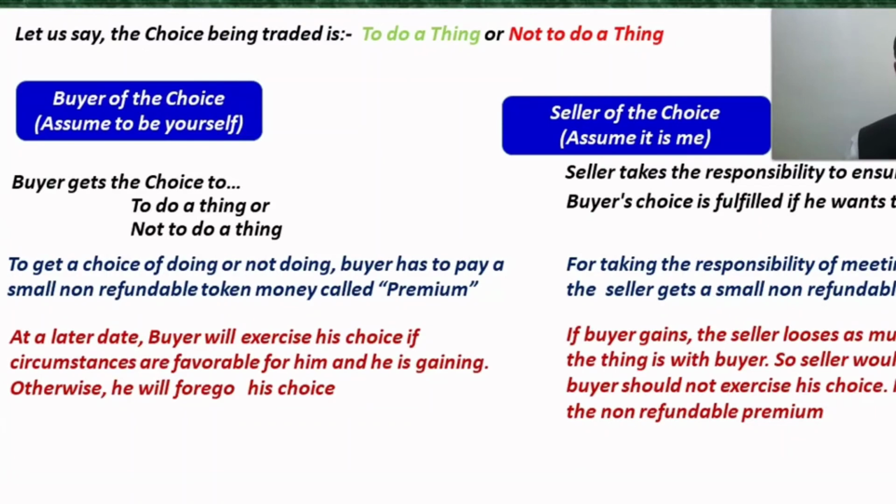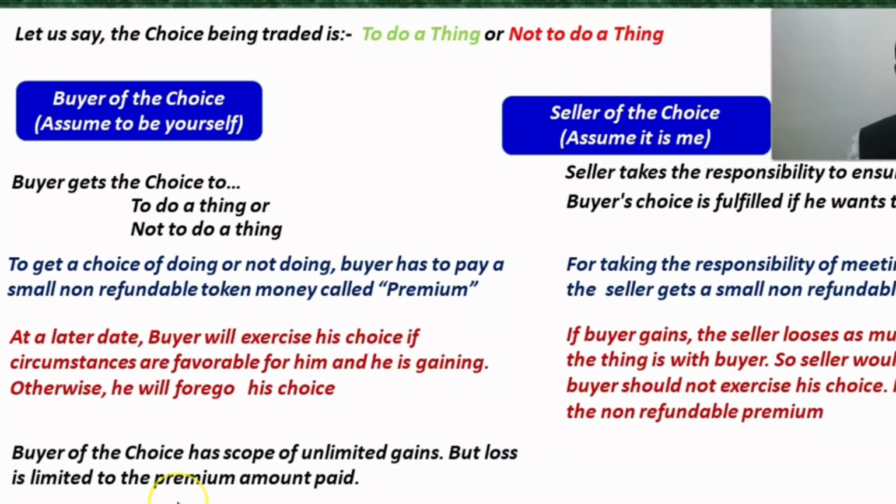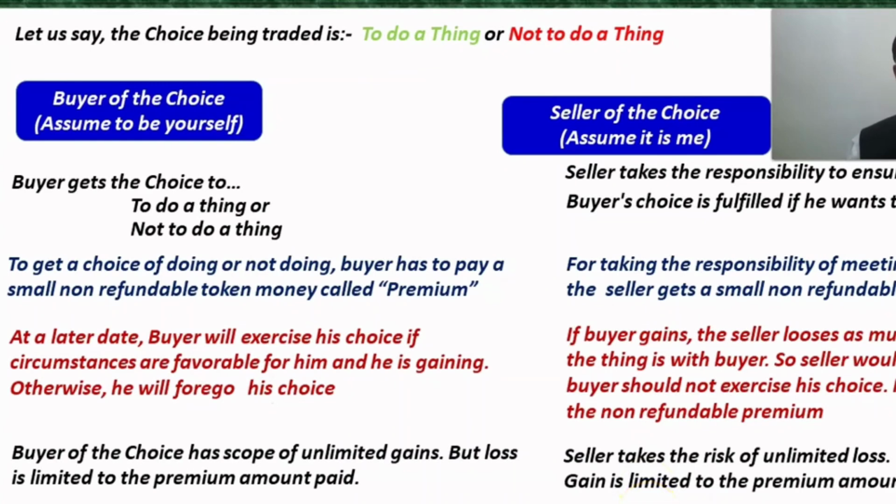Initially it will be a little confusing, but as we proceed, things will become more and more clear. All right, so as a buyer of the choice, your scope of gain is unlimited, but the loss which can incur to you is only limited to the amount of premium which you have paid. And similarly, for me as a seller of the choice, my gain is limited to the premium which I have received from you, but my loss can be unlimited if the buyer of the choice chooses to exercise his choice.